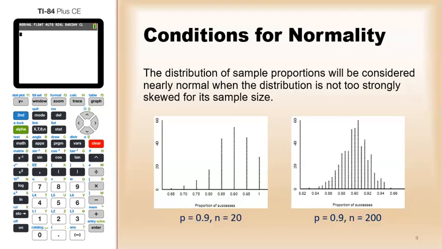The distribution of sample proportions will be considered nearly normal when the distribution is not too strongly skewed for its sample size. For example, the graph on the left was built with the probability of success being 0.9 and using samples of size 20. If you compare that graph to a normal distribution, you can see it doesn't fit very well. When the probability is 0.9, a sample size of 20 is just too small.